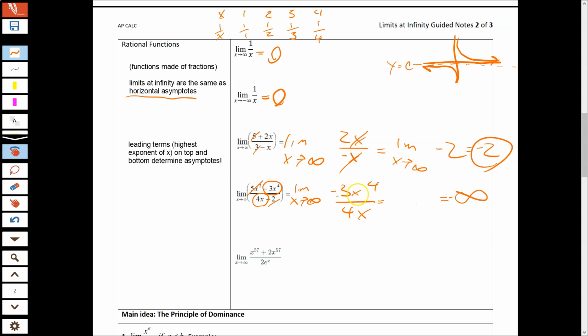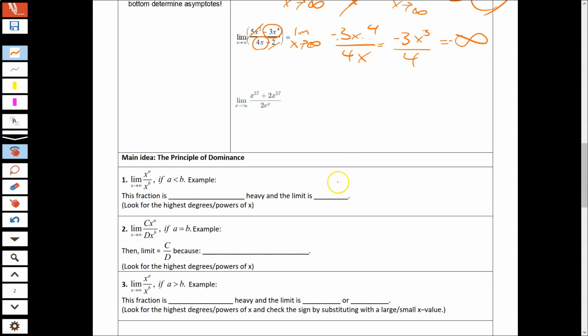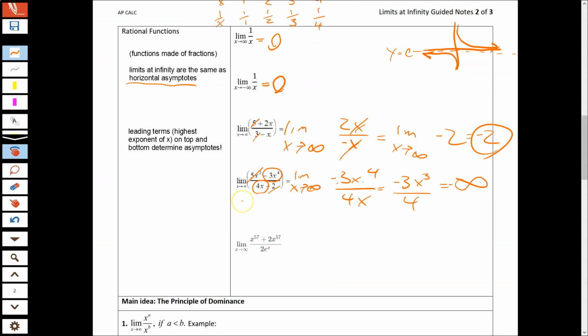This becomes super clear if we simplify this fraction, right? So if we take an x out of the top and bottom, we're left with -3x to the 3rd over 4. And this clearly grows to negative infinity, right? Because the bottom is just a constant. In our main idea down here, we're going to codify this a little bit more. I want to think about this last example first, though.